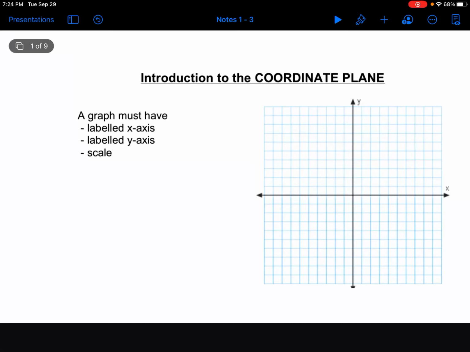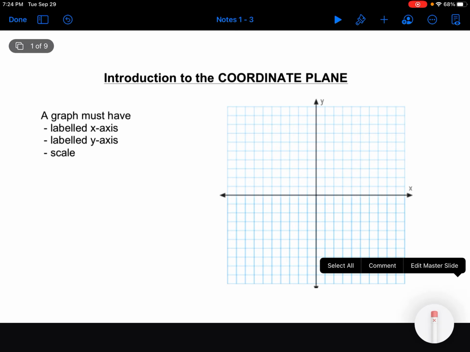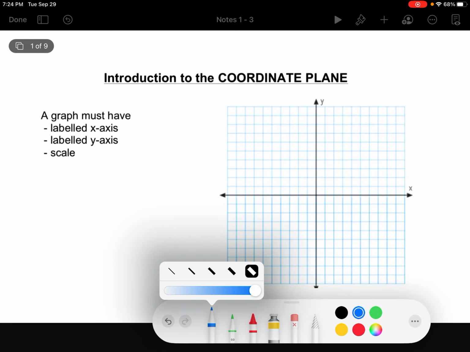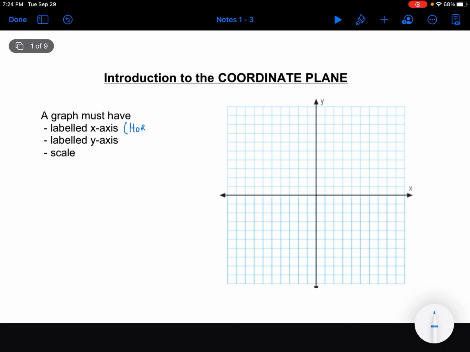Okay, so introducing coordinate planes. Whenever we're doing graphs in this course, we need to make sure that we have at least three things labeled. We need to have the x-axis, which is the horizontal. So when we're looking at this, the x-axis is going to be our horizontal. It's the line that goes right through the middle of the graph. Our y-axis is our vertical.